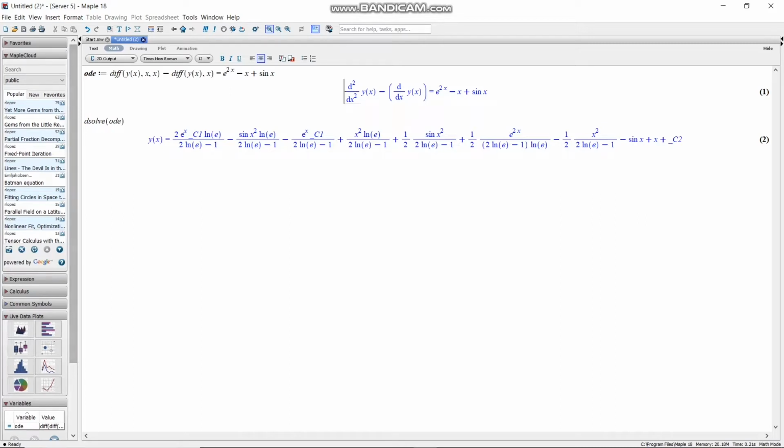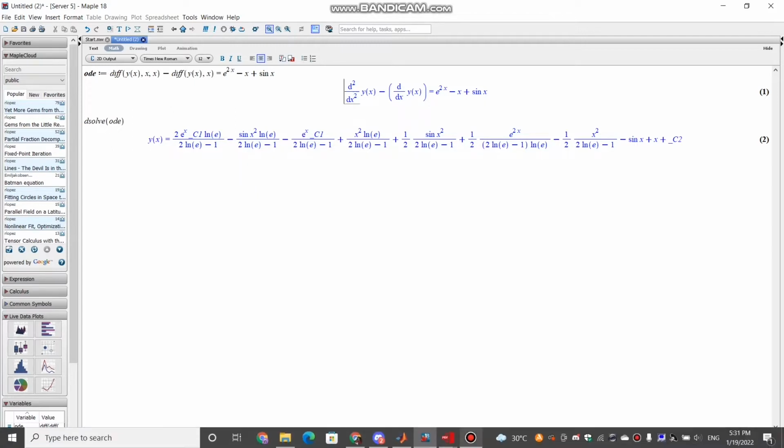So we command it as dsolve ODE, and then this will appear. Actually, this answer is not simplified. We can simplify it into this answer by cancelling all the ln and integrating with e^(2x) over 2, x^2 over 2, and then we will get this answer.